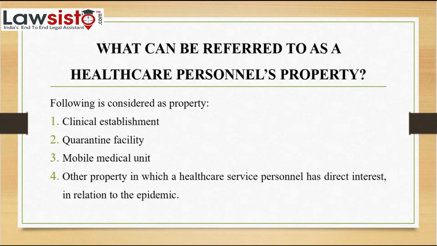What can be referred to as a healthcare personnel's property? A healthcare personnel's property can include clinical establishment, quarantine facility, mobile medical clinic, other property in which a healthcare service personnel has direct interest in relation to the epidemic.